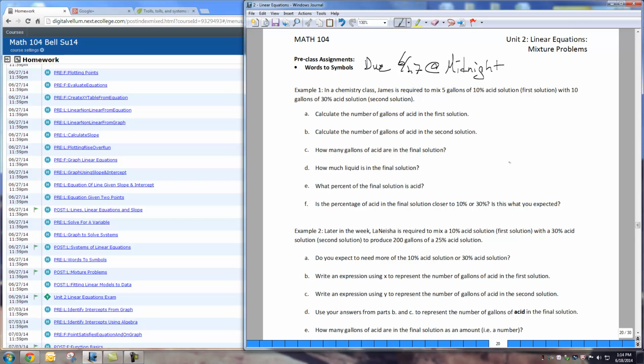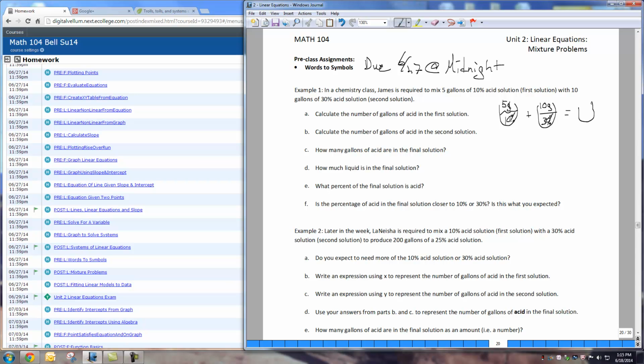Example 1 says, in chemistry class, James is required to mix 5 gallons of 10% acid with 10 gallons of 30% acid, and he comes up with some solution. Notice that he has 5 gallons, I always like to write my amount, of 10%, and he has 10 gallons of 30% acid solution. 5 gallons of 10% plus 10 gallons of 30%.